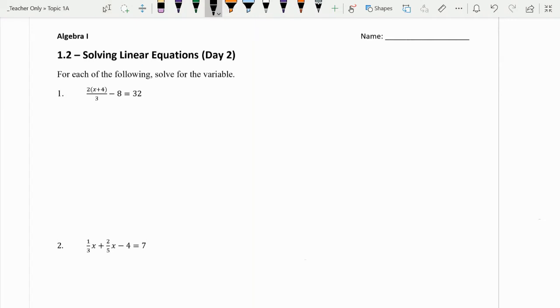Looking at number one, what I see here is it has this minus 8. So what I'm going to do is move 8 to the other side. As I'm doing that, I'm noticing that two in the plus 8 over 3 equals 40.